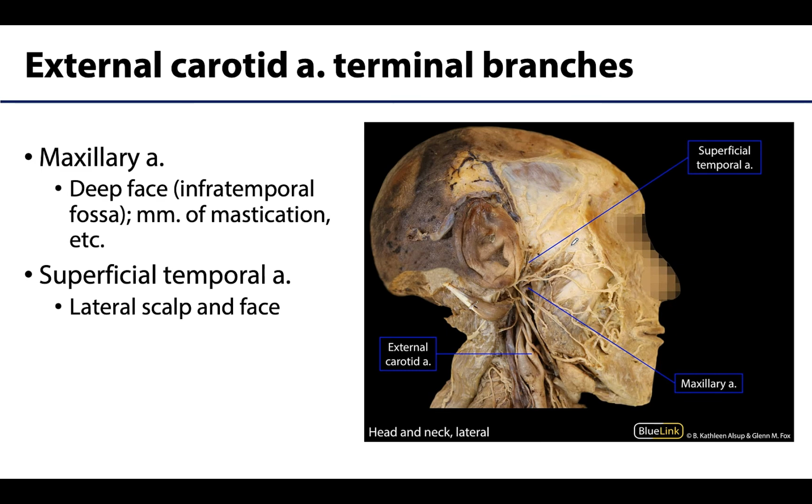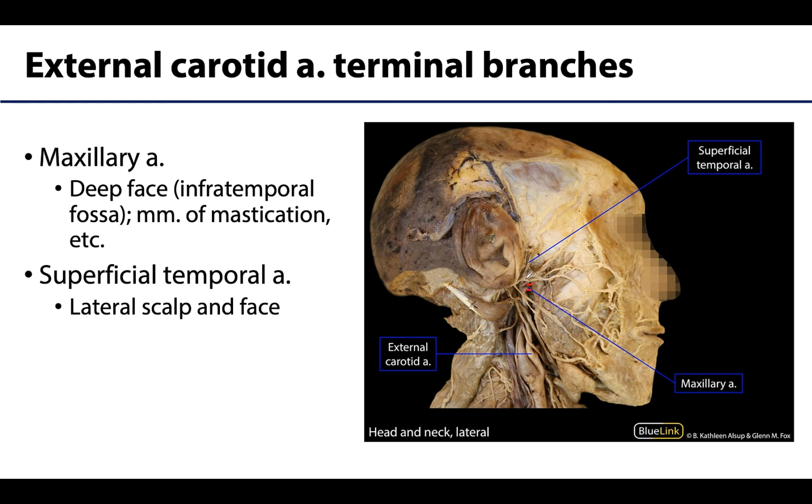Last but not least are the terminal branches of the external carotid artery. And the largest of these two will be the maxillary artery, which is not very visible in this particular dissection, but as we begin to explore the deep face and the infratemporal fossa, we're going to spend quite a bit more time here. So this is going to be the dominant supply of the deep face.